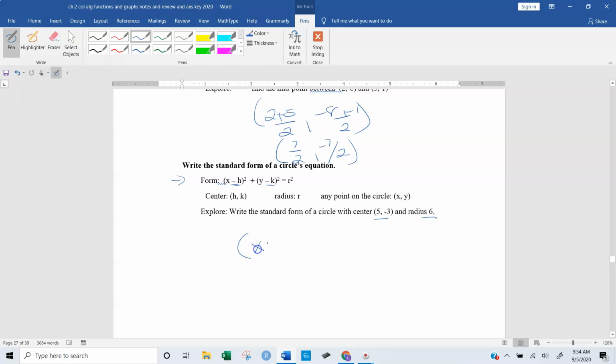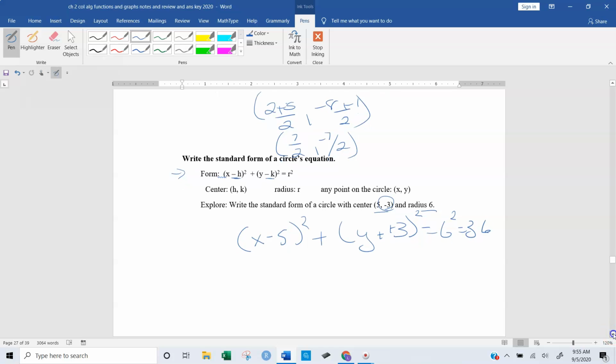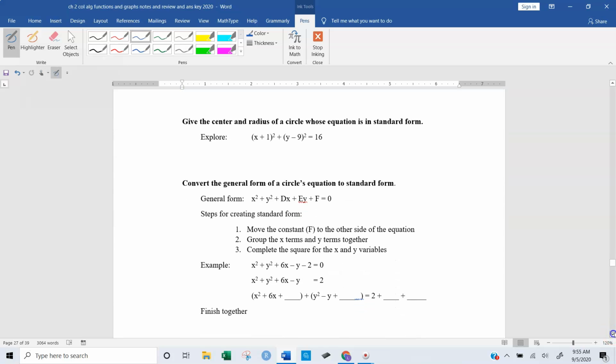So you should have said, hey, that's x minus 5 squared plus y minus a negative 3, or plus 3. Remember, opposite sign, squared, and then you had to square the 6, so you should have had equal to 36. Nothing too complicated yet. All right, now I want you to look at it and give me the center and the radius. All right, I hope you have it done. So you should have said opposite sign, so the center is negative 1, 9, and the radius is the square root of 16, so my radius is 4.